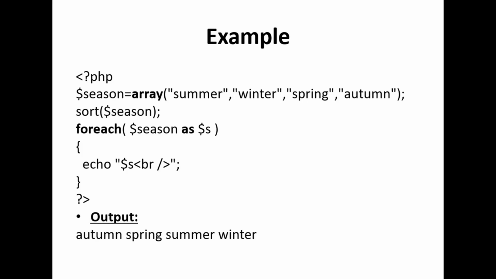Example on the sort function: $season equals array summer, winter, spring, autumn. Then sort $season. So what is the array? $season has all strings. Then foreach $season as $s, echo $s. When you put all these statements together, sort works on the strings, so it will give you autumn, spring, summer, and winter as the output.